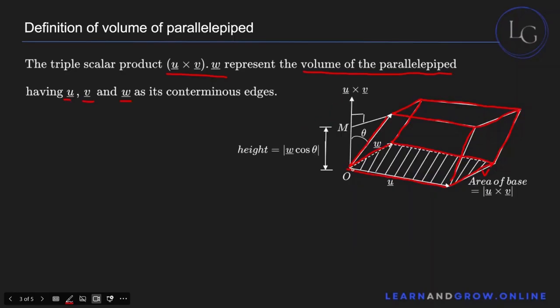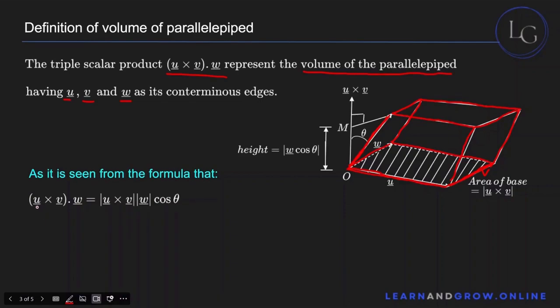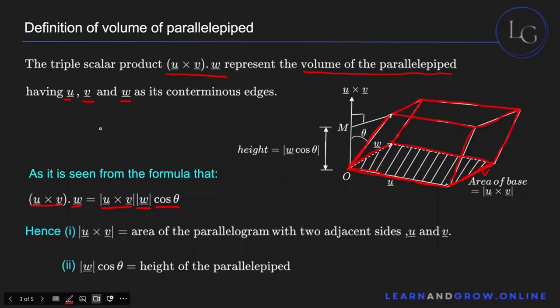So let's just take this one right now. This is u, and this is v, right? And let's say this is w. Now that you have these three sides, you can see that the triple scalar product u cross v dot w is basically just equal to the magnitude of u cross v into the magnitude of w into cos theta. The angle between u cross v and w is theta, right? So in this particular case, the magnitude of u cross v basically gives you the area of the base parallelogram, right? Because this is u and this is v, and this area, the shaded region, is basically the magnitude of u cross v, right? So it is basically the area of the base.